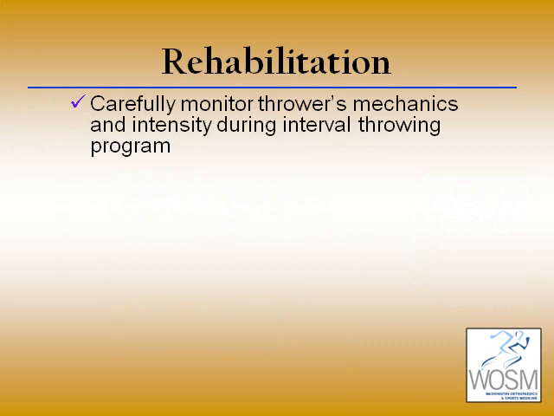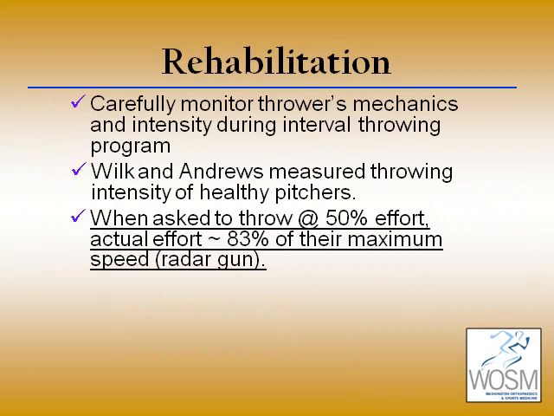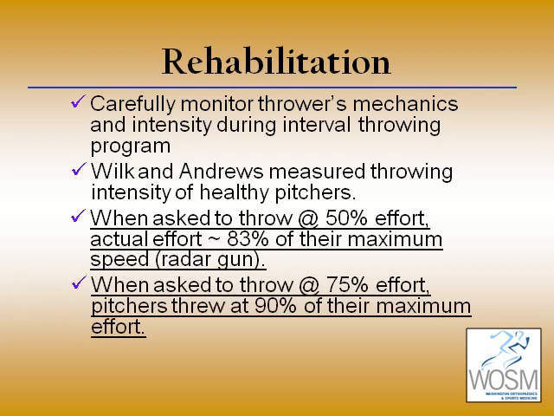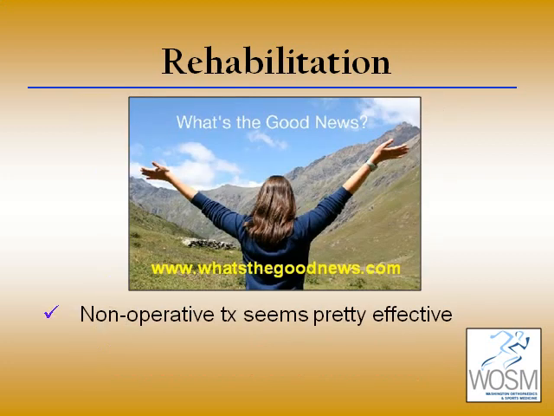During rehabilitation, we have to carefully monitor the thrower's mechanics and intensity during the interval throwing program. Why is this relevant? Because Wilk and Andrews measured the throwing intensity of healthy pitchers, and when they were asked to throw at 50% of the effort, the actual effort that was made was about 83% of their maximum speed, based on use of a radar gun. When they were asked to throw at 75% of their effort, pitchers threw at 90% of the maximum effort. What that tells us is that there is difficulty in controlling velocity at lower throwing intensities amongst athletes who are returning to the previous level. So what's the good news in rehabilitation?